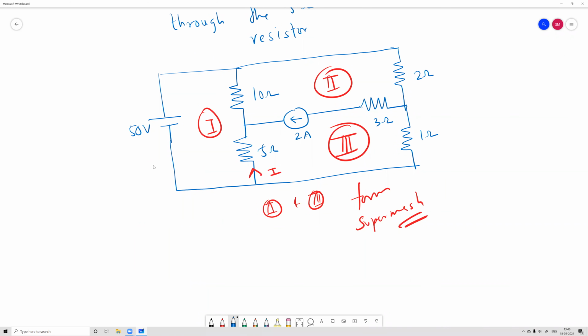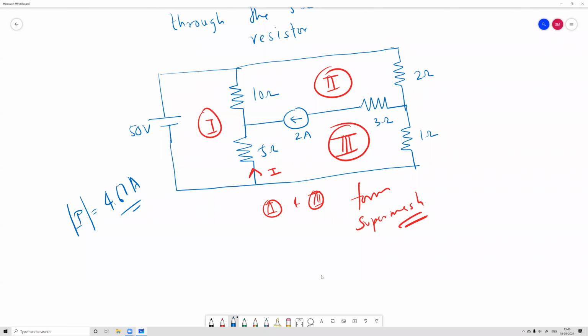Sir, I is 4 ampere. No, only first. Let me check the answer. 4.67. Now plus or minus depending on the direction you are choosing. So the mod value of I is 4.67. If you take this direction, it is minus 4.67.